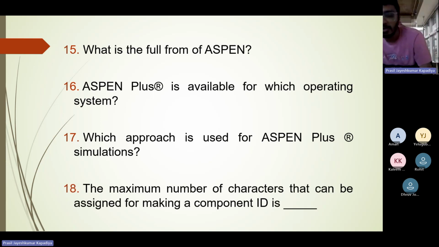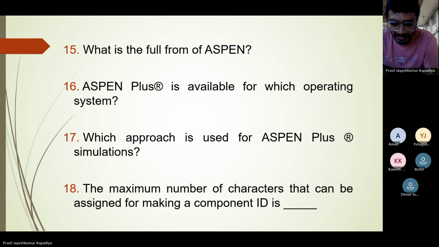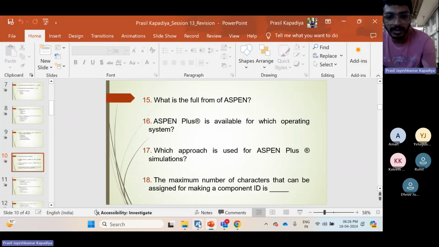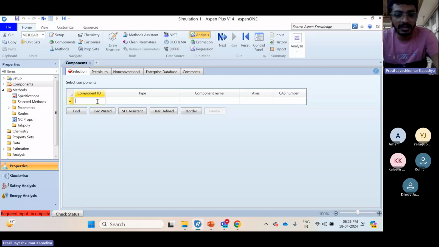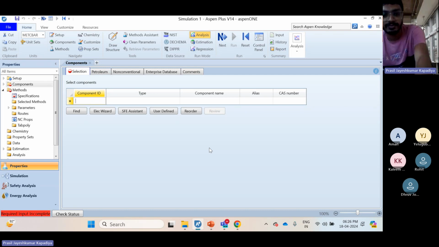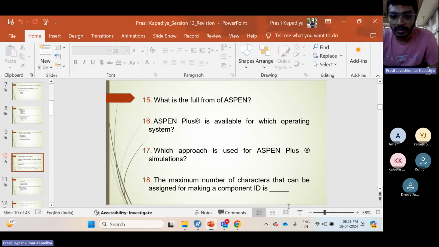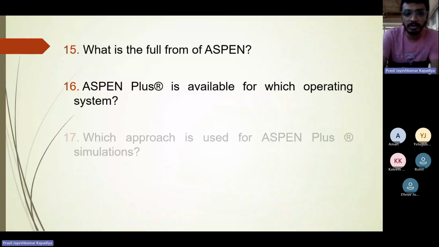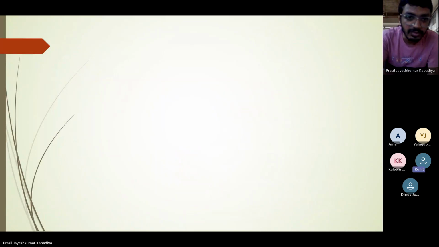The maximum number of characters that can be assigned for naming a component is eight. We can see here, let's say I'm writing isobutane: 1, 2, 3, 4, 5, 6, 7, 8. I won't be able to write more, there are only 8 characters. Okay, let's move ahead. So we have completed T18.